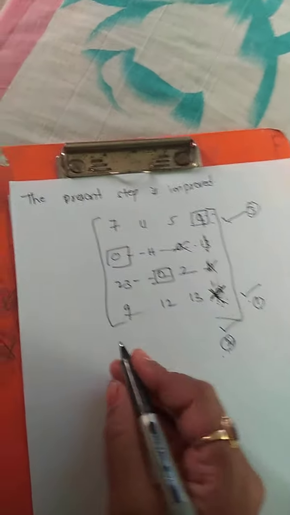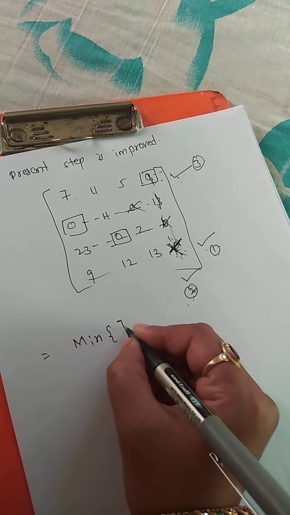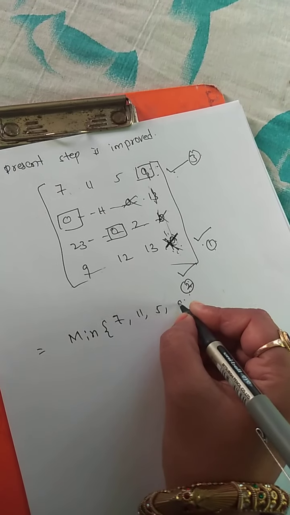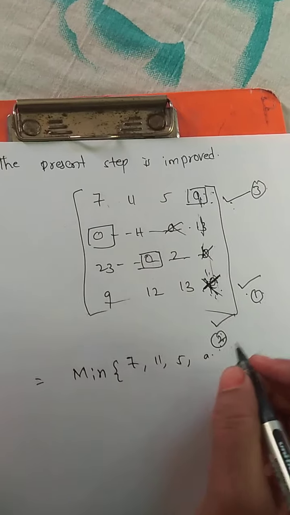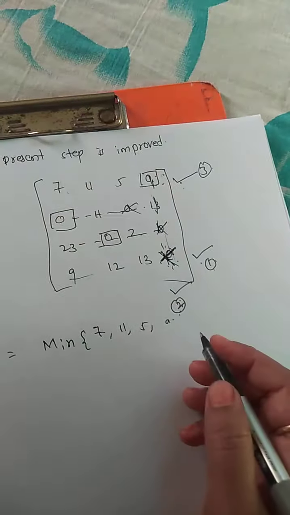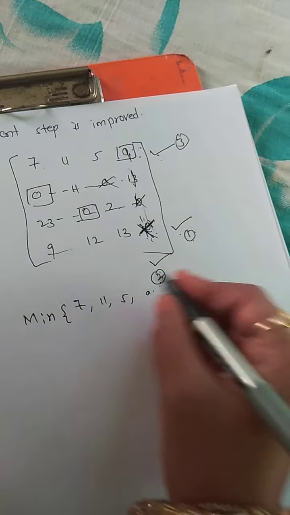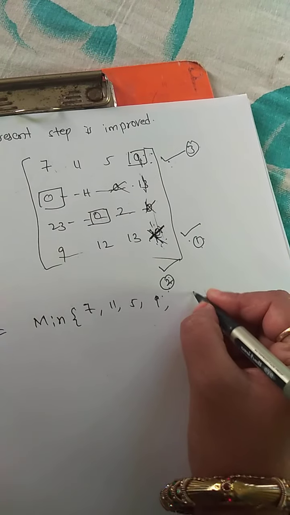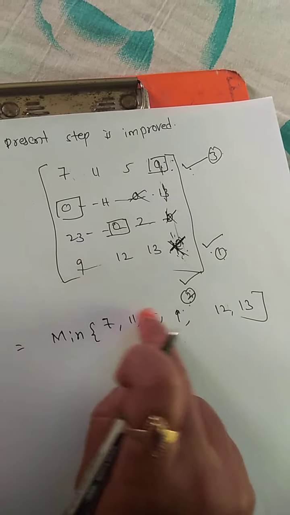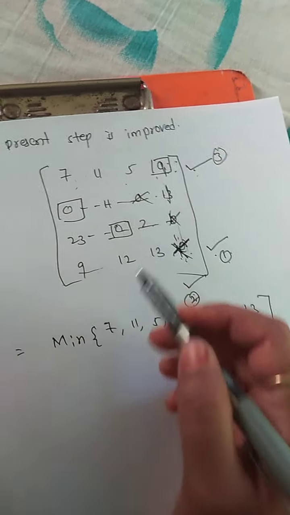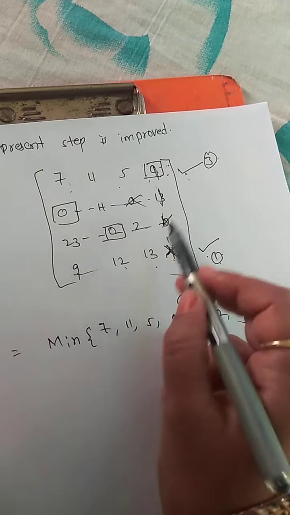That is the minimum of 7, 11, 5. Next we get 9, 12, 13. Okay, these are the values: 7, 11, 5, 9, 12, 13. These are the frozen ones.